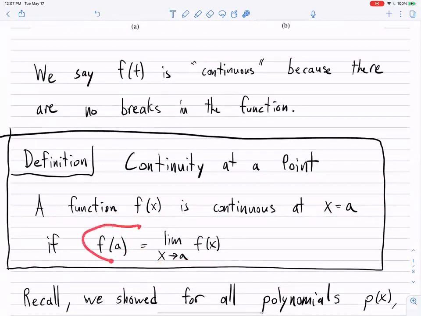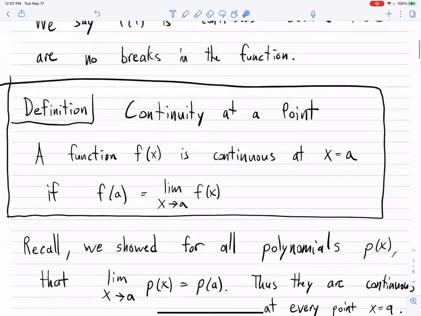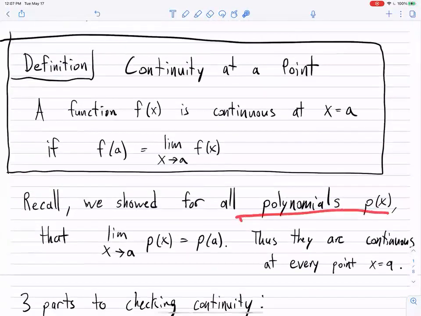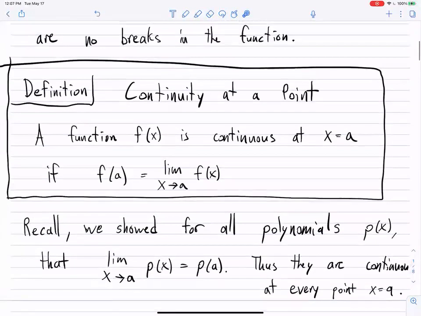And so this was a property we said was really nice of polynomials. Polynomials are going to be continuous because of this, because we showed that for all polynomials, the limit as x approaches a of p of x is equal to the function value at a. And so all polynomials are continuous at every point. And so this property where the function value is equal to the limit value, that is continuity.